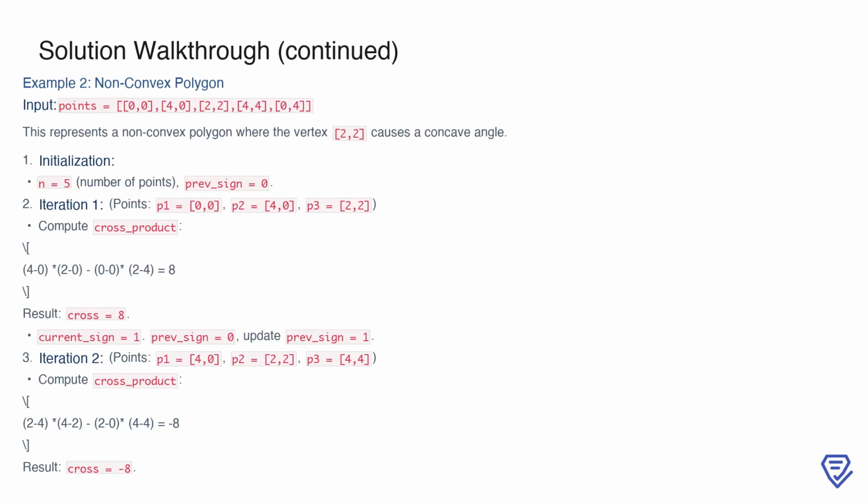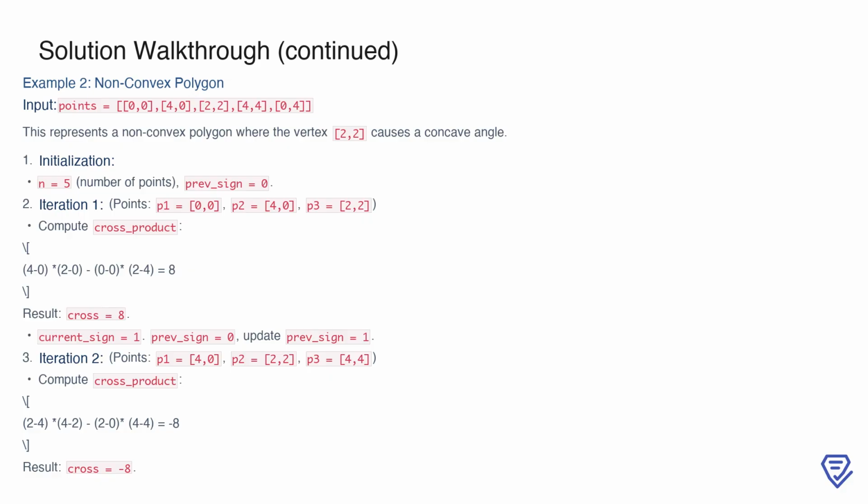In this example, we test a non-convex polygon defined by the input points. The vertex (2, 2) creates a concave angle, making it a non-convex shape. Starting with initialization, n is 5, and preb_sign is set to 0. In the first iteration, we use points (0, 0), (4, 0), and (2, 2). The cross product is calculated as 8, resulting in a positive sign, so current_sign is 1. Since preb_sign was 0, we update preb_sign to 1.